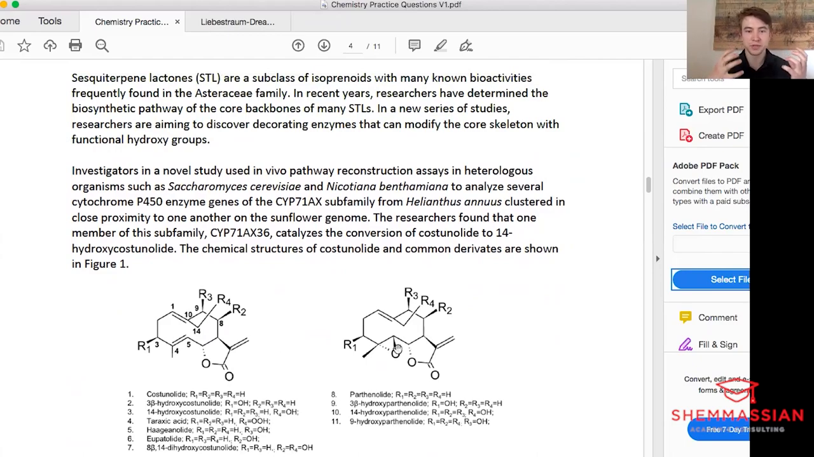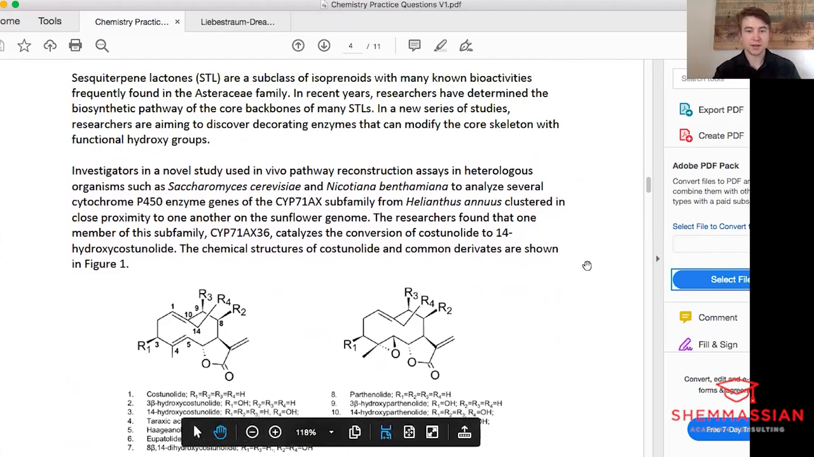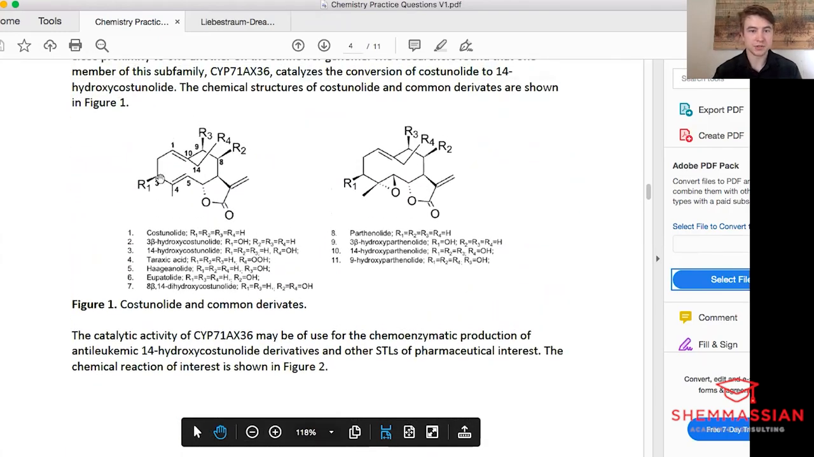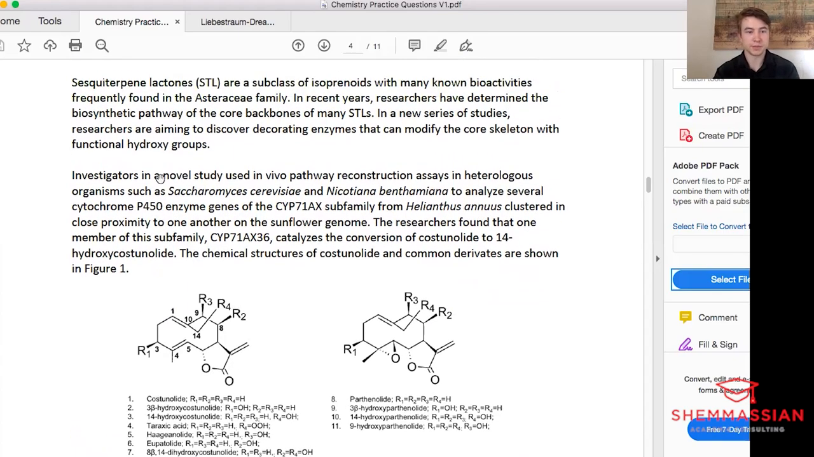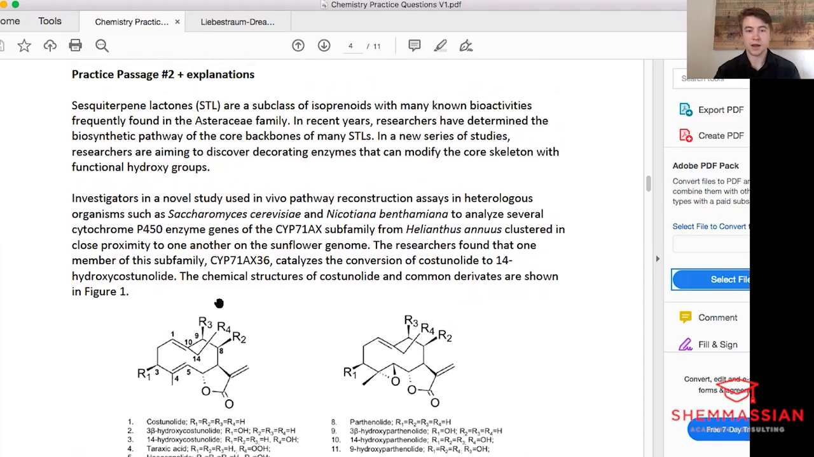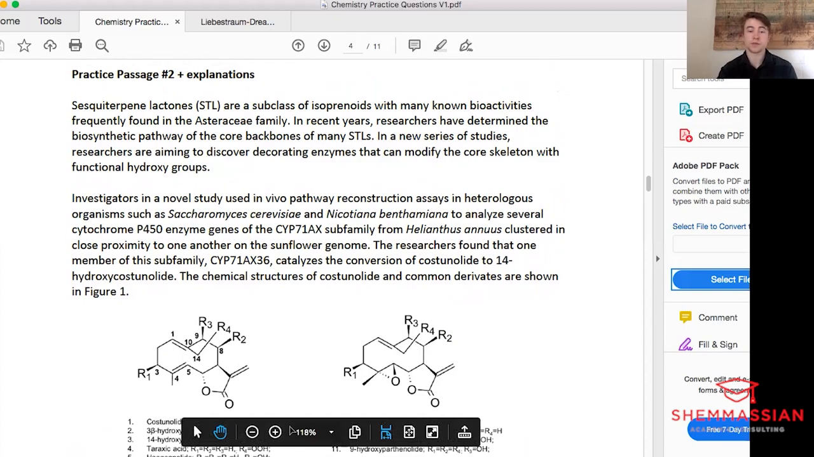I see these really complex figures, right? Figure one has these crazy structures. I majored in chemistry in college, and I don't recognize these at all. So I think one of the biggest temptations when you get to a chemistry passage on the MCAT is, if you see something like this, you immediately panic and tell yourself, oh, I've never seen this before. This is completely foreign. I won't be able to answer this question correctly.